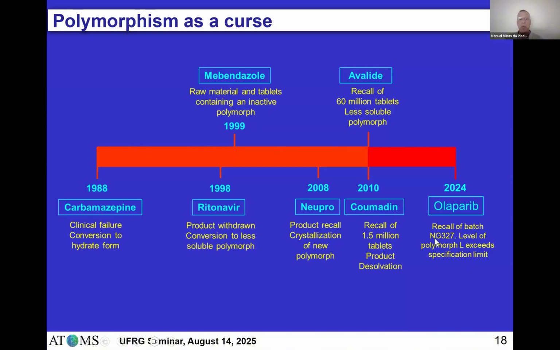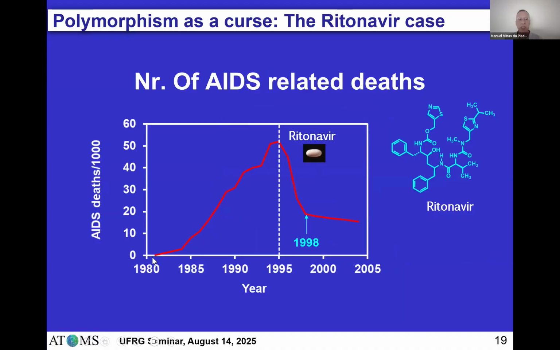Now, what happened in the case of ritonavir was that when AIDS came up, the deaths were exponentially increasing, and then ritonavir came up. And so the deaths were going down, down, down. And then in 1998, there was a problem with ritonavir. The medicine was sold in capsules, and in principle, inside there was a solution almost saturated or very close to saturation. And then they found out that the capsules had powder inside. So they were not able to produce capsules with clean solutions inside. And so they went to try to find out what was happening.